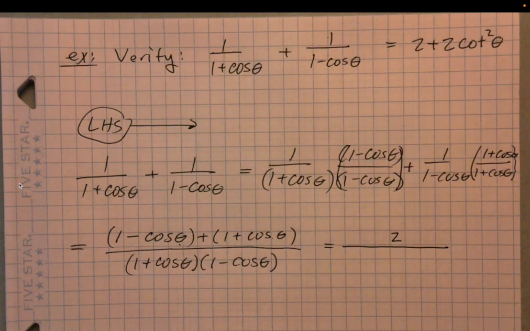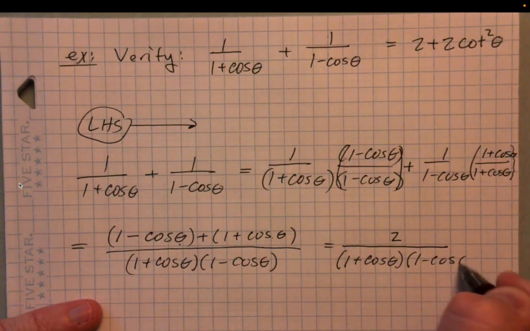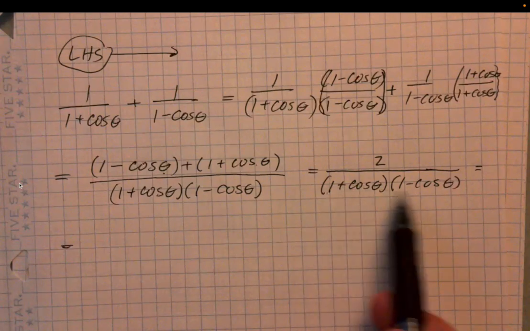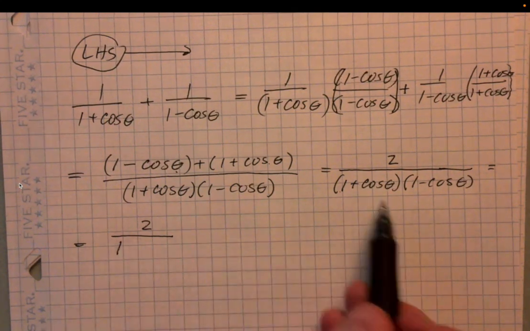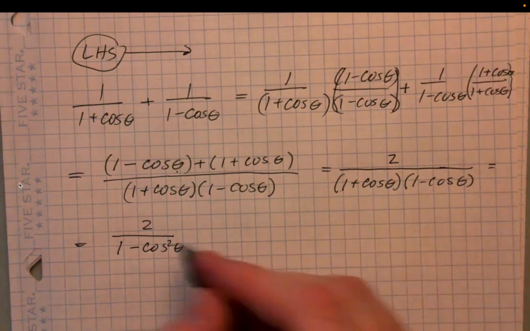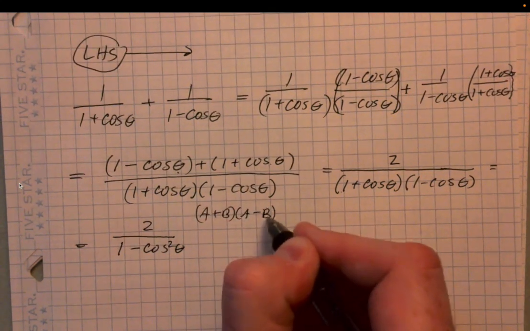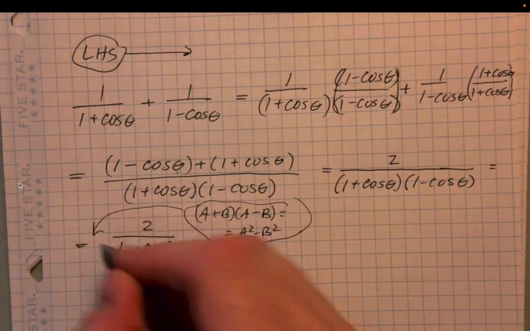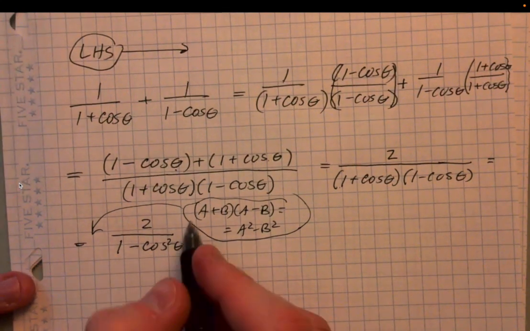And then in the bottom, we'll do this in two steps. So I've got 1 plus cos theta times 1 minus cos theta, just to make sure the steps are clear. This is like a plus b times a minus b again. So I have 2 divided by 1 minus cos squared theta. Remember, a plus b times a minus b equals a squared minus b squared. That's the idea being used to go from this step to this step.